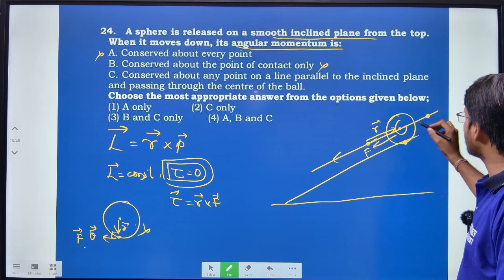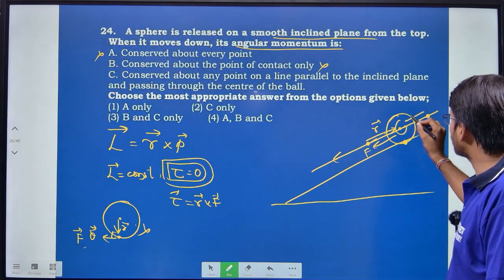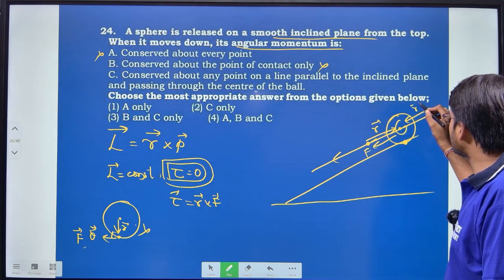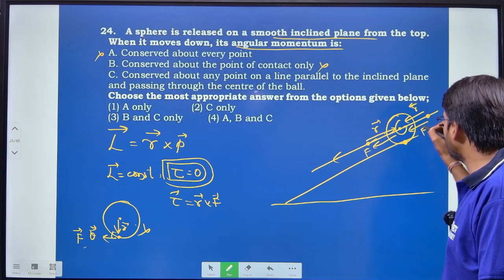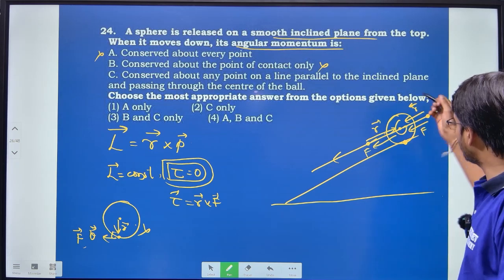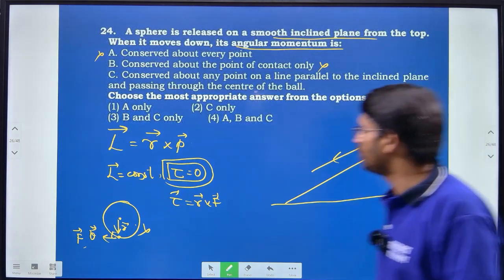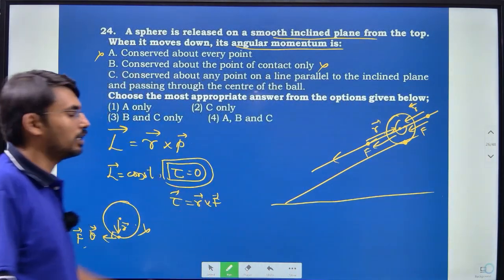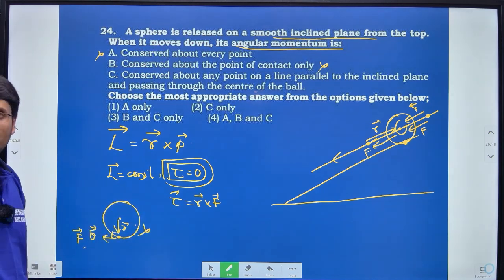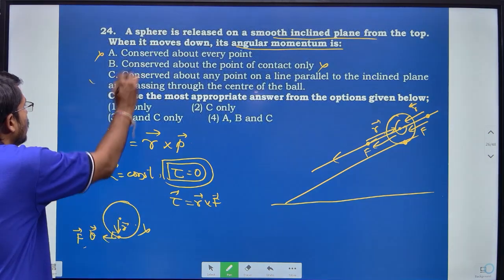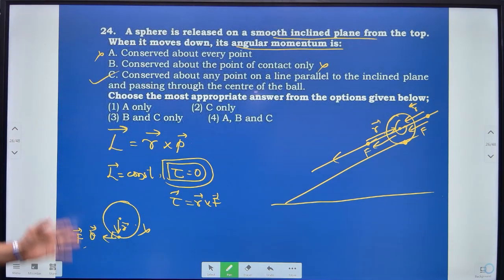Or if you take this as a point, again this is the R vector, and this is a force vector. They are in the same direction, so the theta becomes 0 degrees, and therefore the torque becomes 0, and therefore it is conserved. So option C is the correct statement. Is this one clear? Fine.